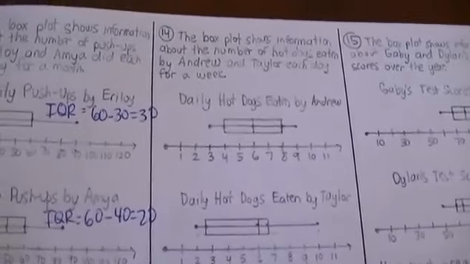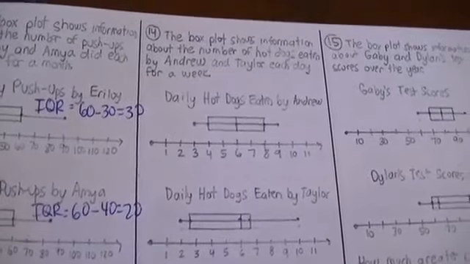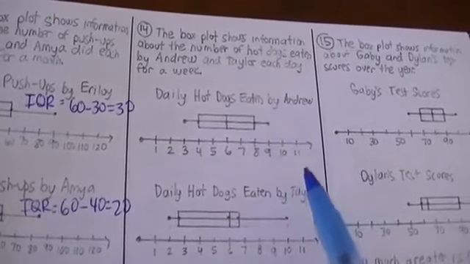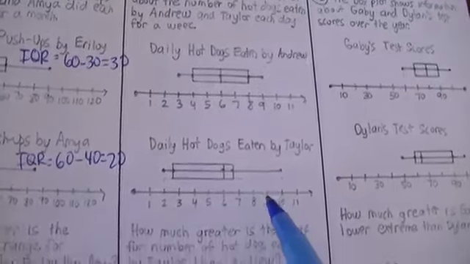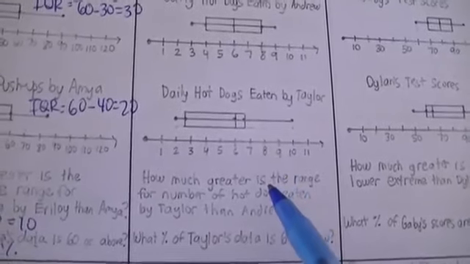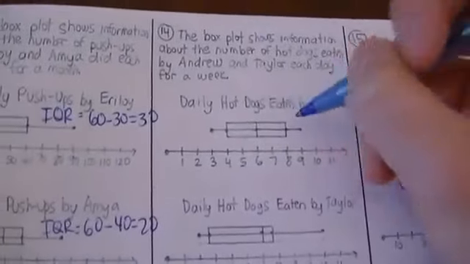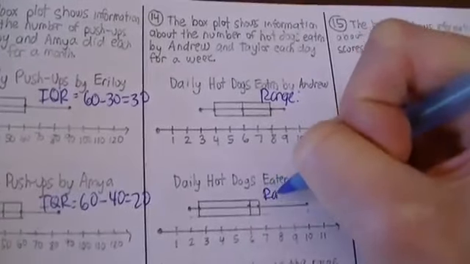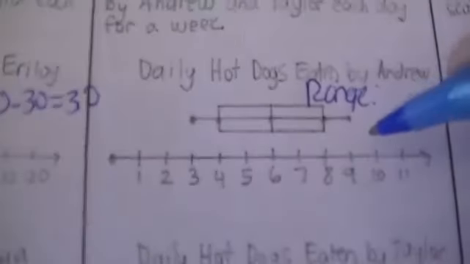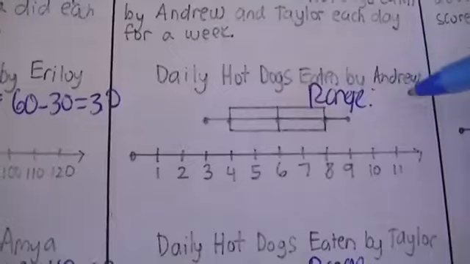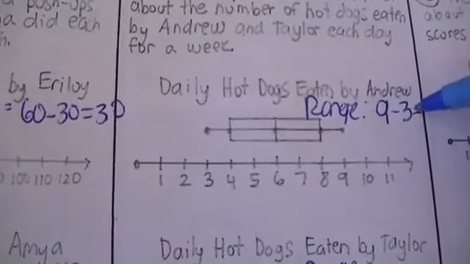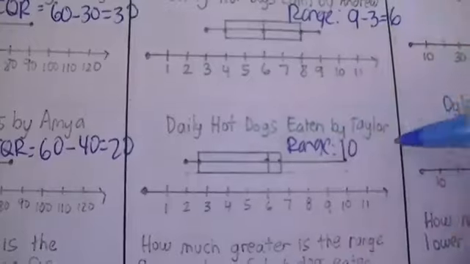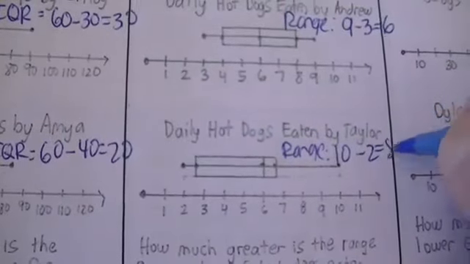Okay, the box plots show information about the number of hot dogs eaten by Andrew and Taylor each day for a week. So we got Andrew's data and Taylor's data. How much greater is the range for the number of hot dogs eaten by Taylor than Andrew's? We got to find the range for both because we have to compare them. Okay, range is upper extreme minus lower extreme. So this would be 9 minus 3, which is 6. Taylor's range is upper extreme minus lower extreme, 10 minus 2, which is 8.